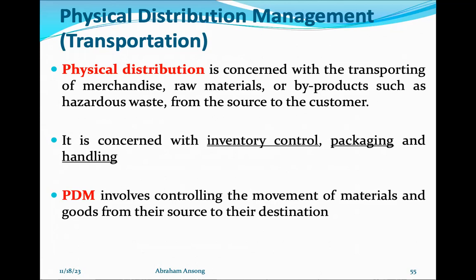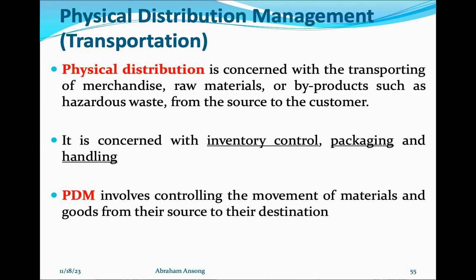Okay, so physical distribution is concerned with the transporting of merchandise, raw materials, or byproducts such as hazardous waste from the source to the customer. All right, so the transportation of all of these things from the company to the end customer is what is known as physical distribution. It is concerned with inventory control, packaging, and handling. All right, this should be obvious.